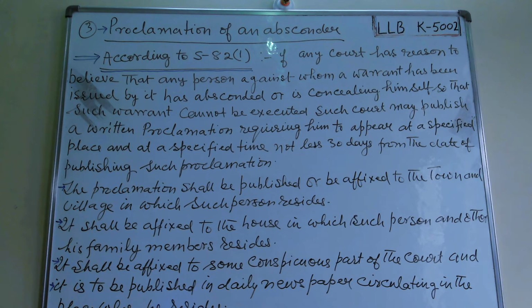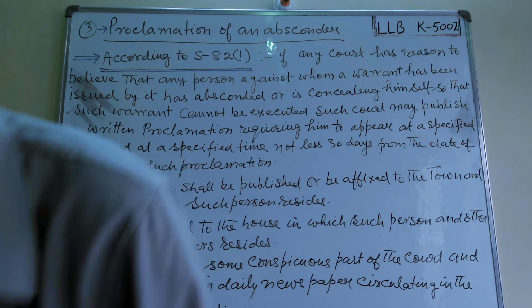These are the 4 points where the proclamation is affixed or published, so that the information is given to him by any person, or he can read the proclamation himself. So this is the third point. Now I am taking the fourth point.